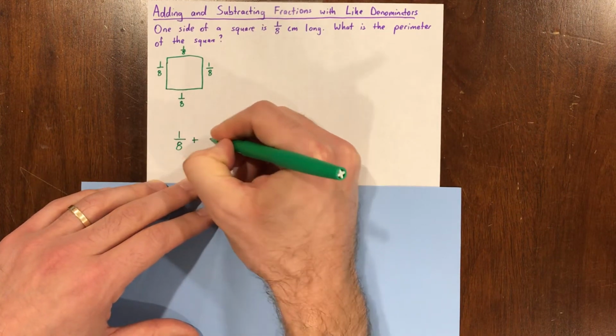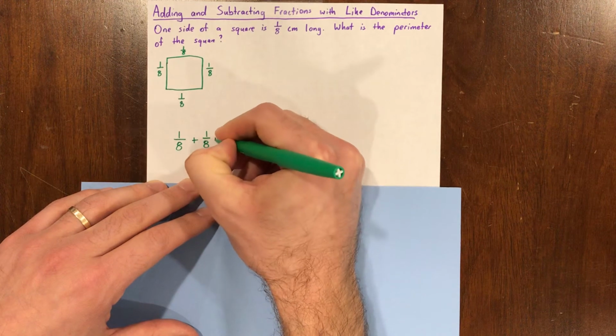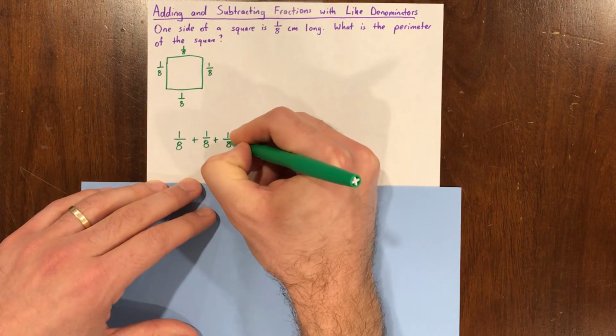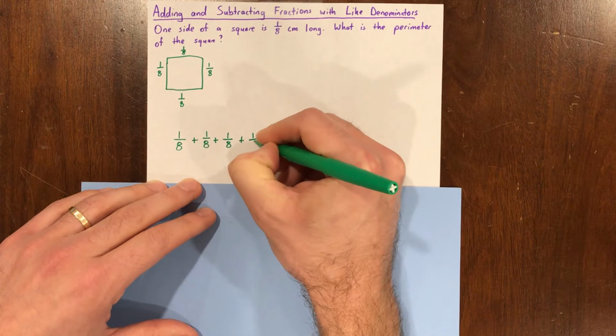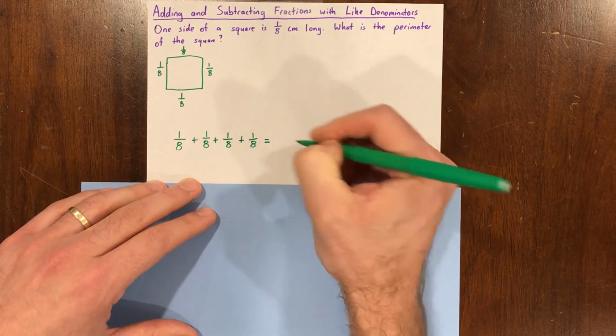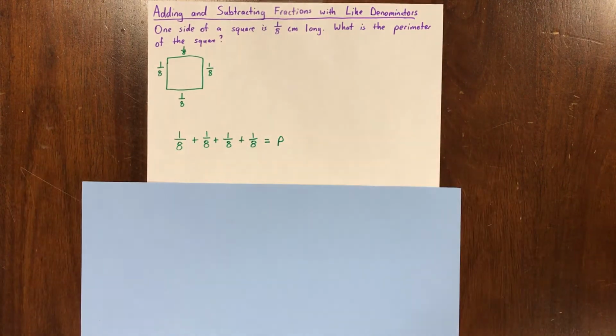1/8 plus 1/8 plus 1/8 plus 1/8 equals P, or the perimeter. Okay. Why did you write that number sentence? Say it out loud.